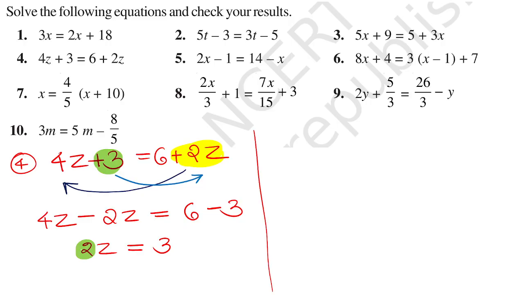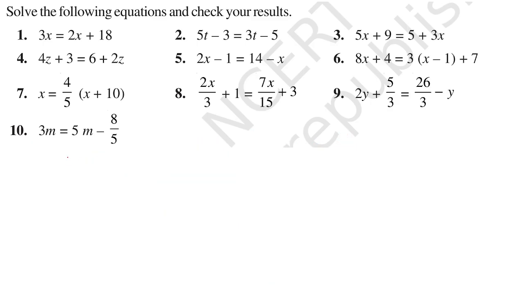2 into, is it correct? Yes, 2 into can be transferred to the other side. Multiplication becomes division. I told you 2 was under multiplication. That 2 becomes division. Divide by 2. You can stop here, no problem. 3 by 2 is a fraction. No need to simplify or do the division. 3 by 2 itself is the answer.